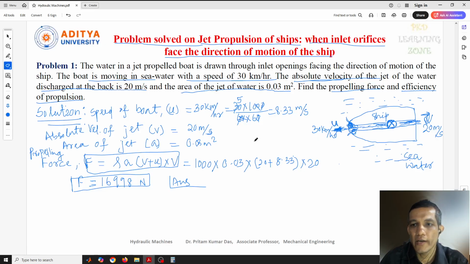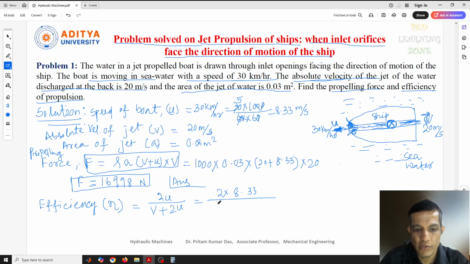The next one is we need to find out the efficiency. The formula for efficiency is also there; we derived it in our last lecture. We give the notation eta. The formula is 2U by V plus 2U. So you can write 2 into 8.33 divided by 20 plus 2 into 8.33. You can just solve this one.